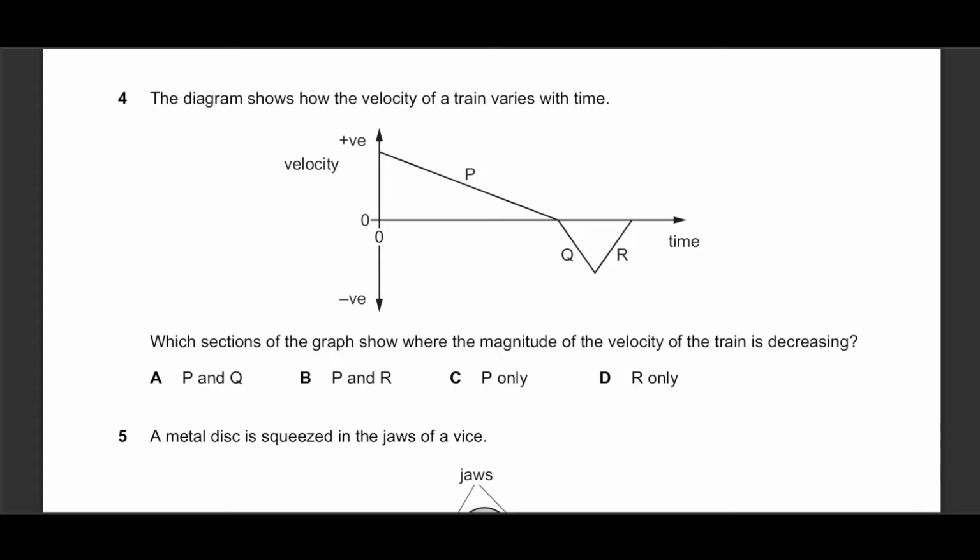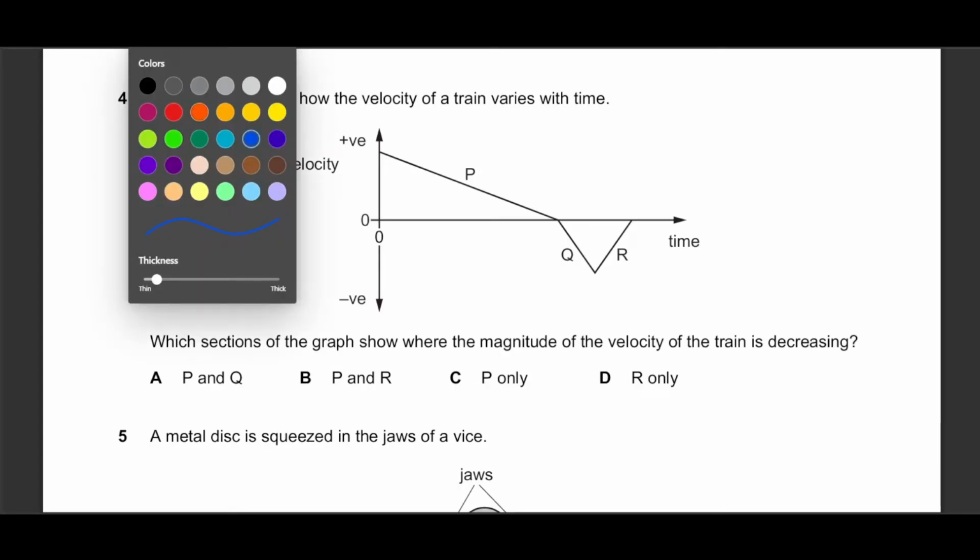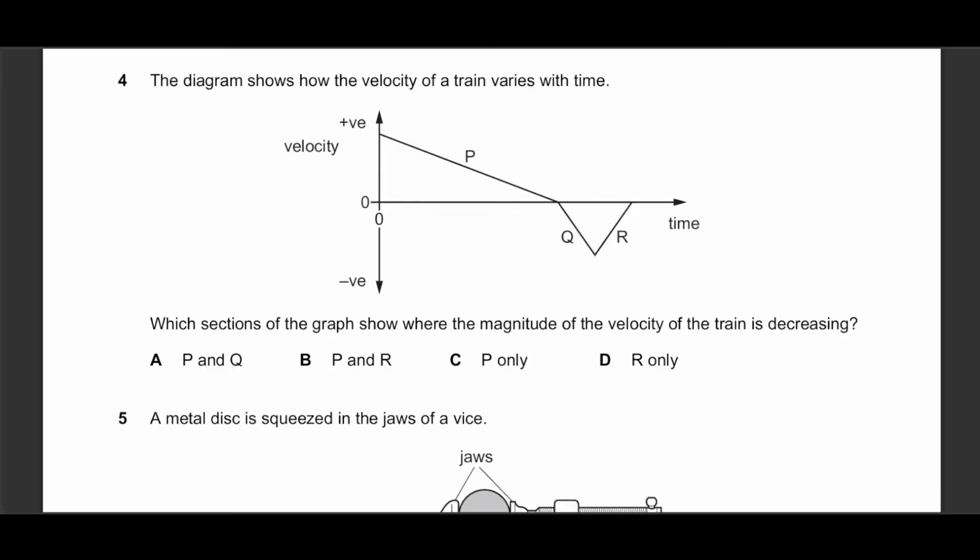Question 4. The velocity of the train varies, but since it is a velocity time graph, then we have to pay attention to the direction. So it says in which section the graph is decreasing. The magnitude of velocity is decreasing, which means it should be slowing down. Now, in the first section, we can pretty much see very clearly that the velocity is decreasing, which means consequently, it is slowing down as it's moving along. So section P goes for this situation.